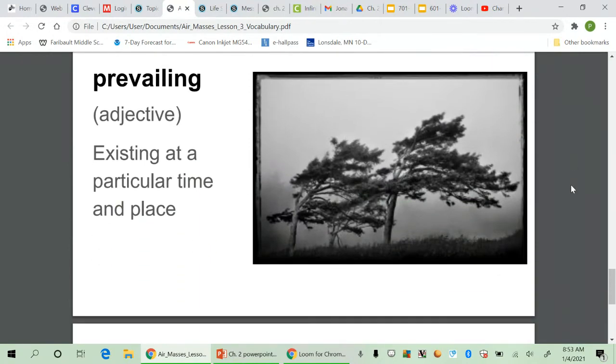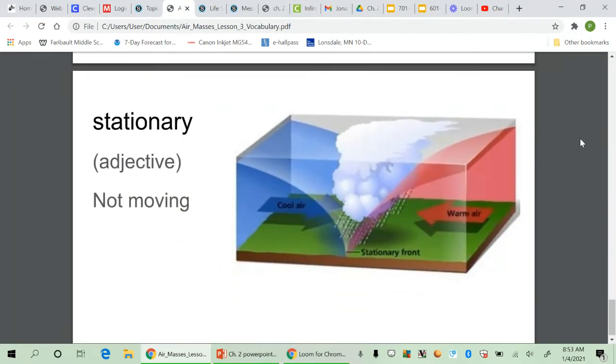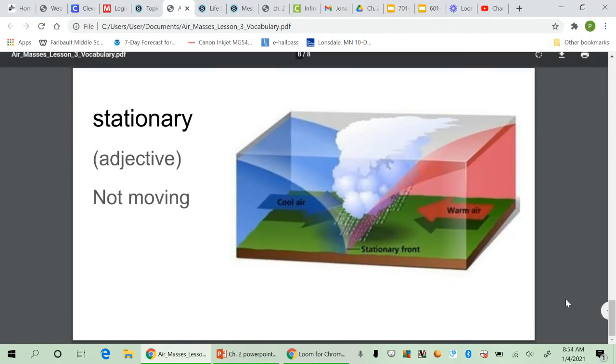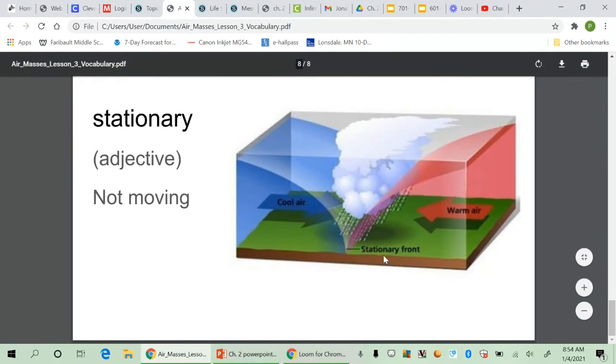Prevailing, that means existing at a particular time and place. So oftentimes that's used as prevailing winds. So those are the winds that are happening at a certain time or place. Oftentimes you're talking about right now. Stationary means not moving. So a stationary front, like the one in the picture here, would be a front that is not moving at all.